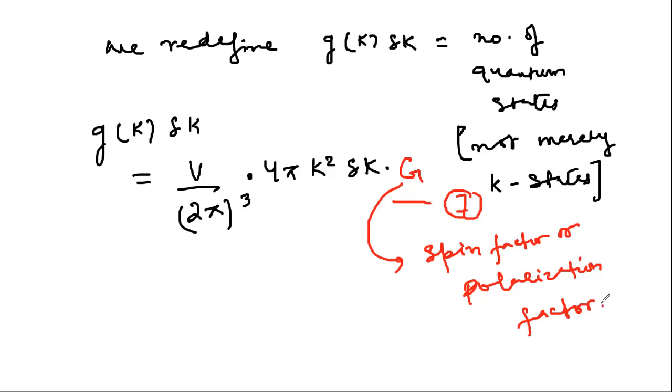And this spin factor is usually 1 or 2 or another small integer, dependent on the type of substance under consideration. So when you talk of the density of states function, you have to be cautious which states you are talking about, whether they are k states or whether they are quantum states. Quantum states is a different thing. K states is a different thing. Quantum states are k states plus something, right?